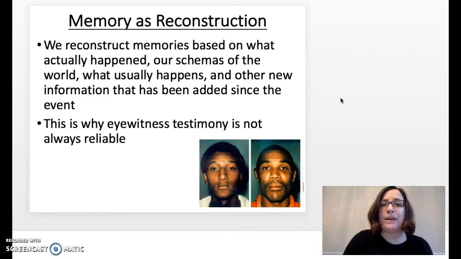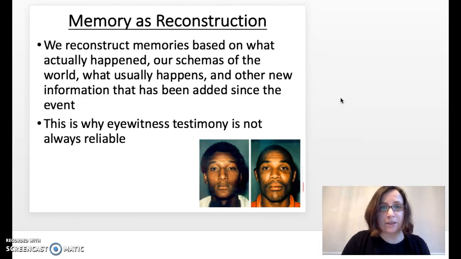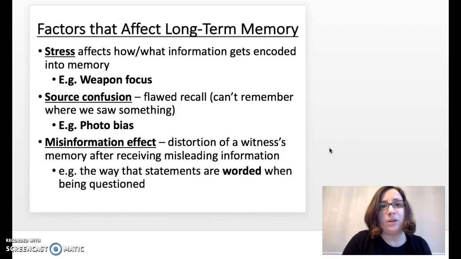We also know that the accuracy of eyewitness testimony has been questioned in the past because, of course, sometimes our long-term memories are not as reliable as we would like them to be. And for that, we talked about the high-profile case of Cotton versus Poole, which you can read a little bit more about in your textbook.